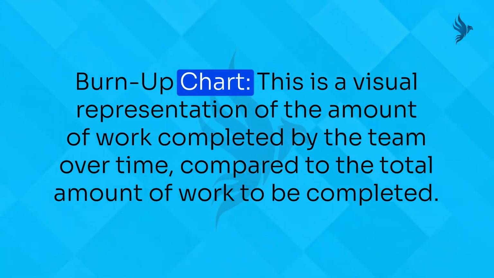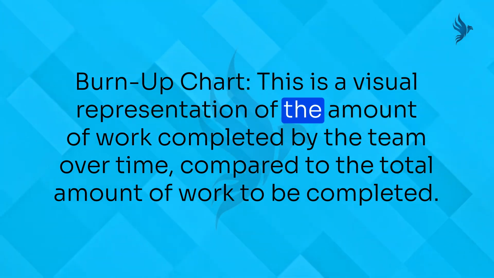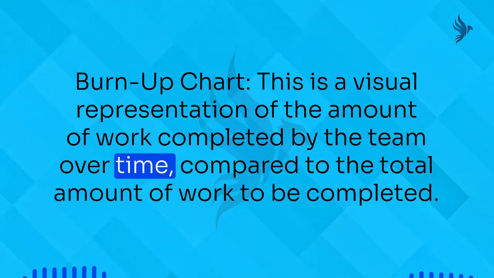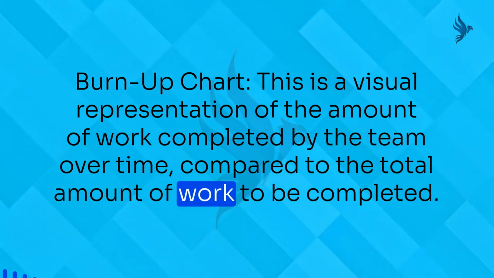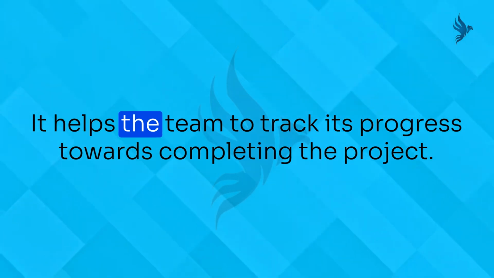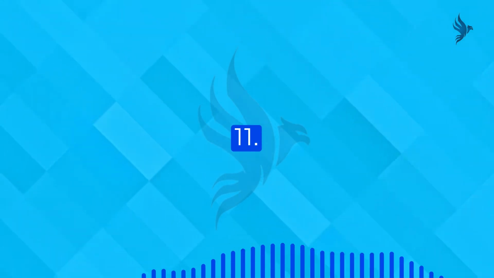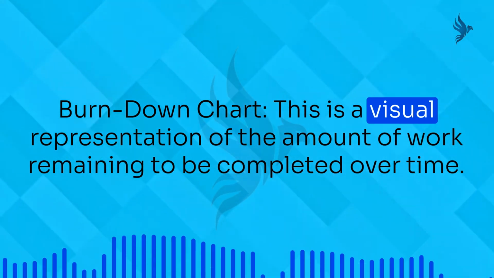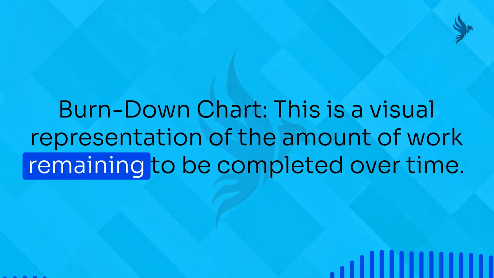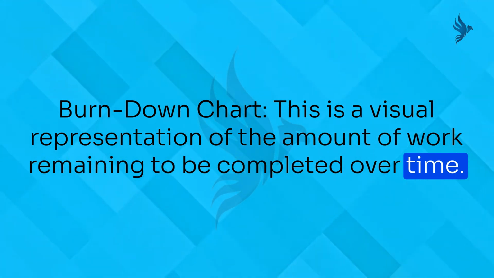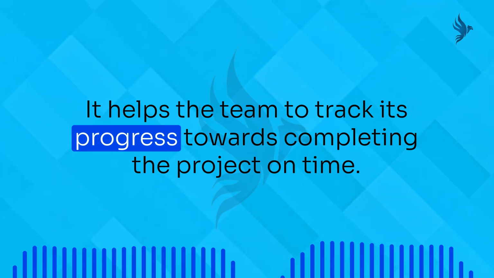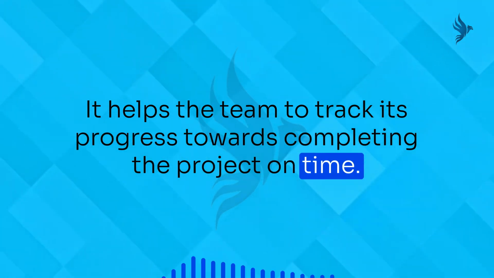10. Burn-up chart. This is a visual representation of the amount of work completed by the team over time compared to the total amount of work to be completed. It helps the team to track its progress towards completing the project. 11. Burn-down chart. This is a visual representation of the amount of work remaining to be completed over time. It helps the team to track its progress towards completing the project on time.